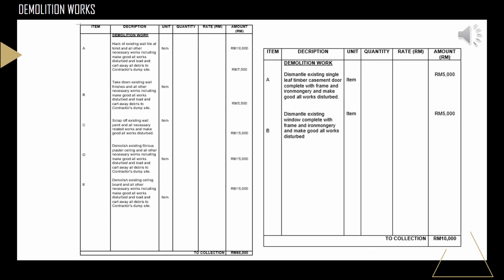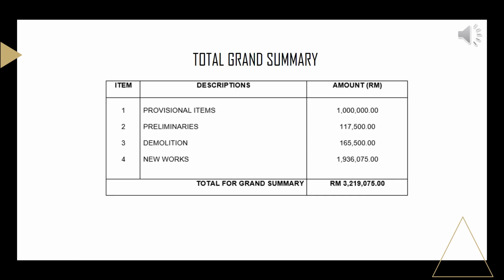And then demolish existing fibrous plaster ceiling and all other necessary works, including make good all work disturbed, and cart away all debris to contractor dump site. Then dismantle existing single leaf timber casement door complete with frame and ironmongery, and make good all work disturbed. Lastly, dismantle existing window complete with frame and ironmongery, and make good all work disturbed.